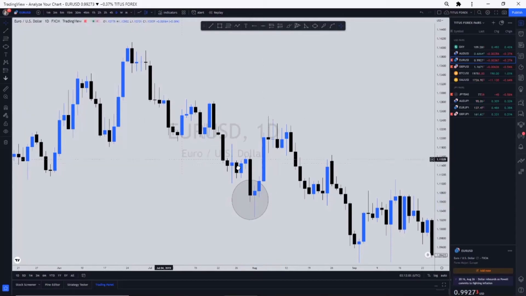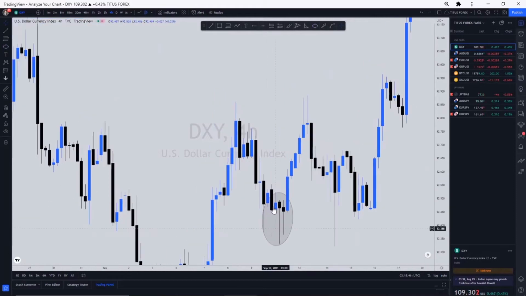Let's check out another bullish pin bar. You can see this bullish pin bar over here, big wick to the downside, little body, and there was no wick at the top.